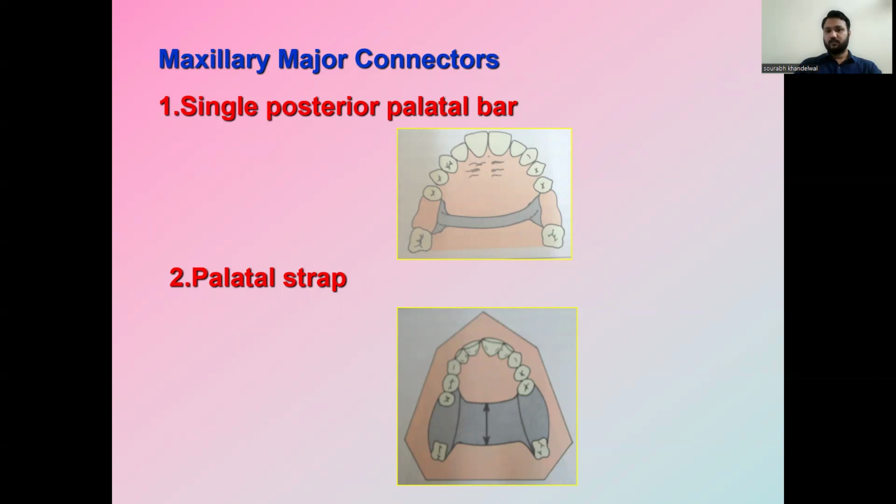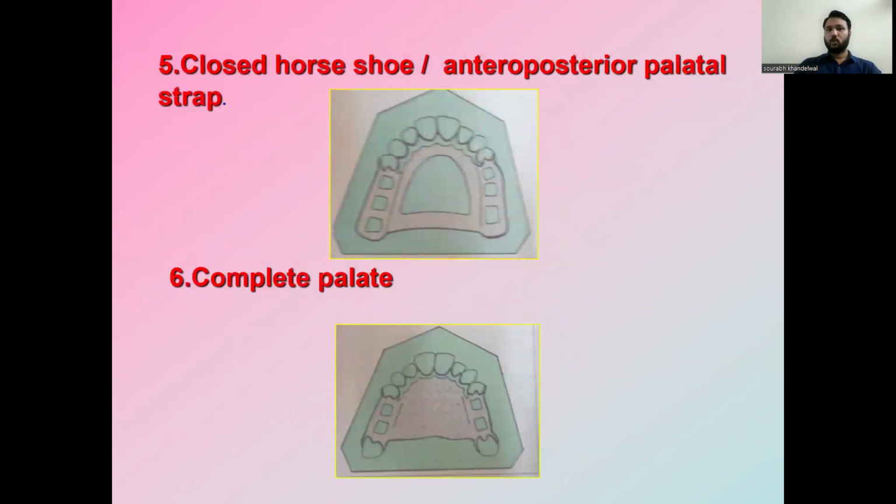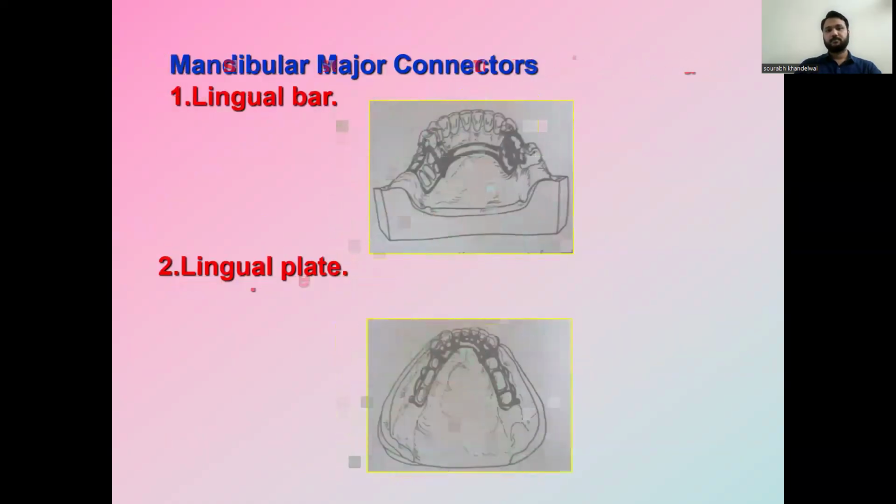Then if we broaden this, it will be called a palatal strap. The second one is palatal strap. Then the third one is anteroposterior or double palatal bar. Then the fourth one is horseshoe shaped connector. Then closed horseshoe or anteroposterior palatal strap. Then sixth is complete palate.